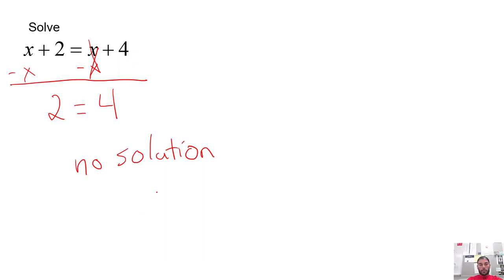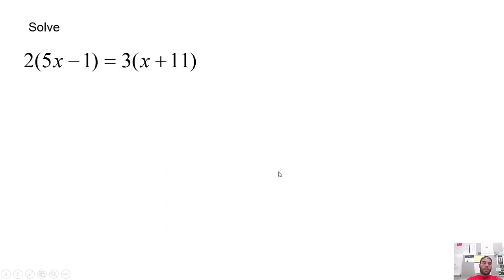And then here's the last one. I've got 2 times the quantity 5x minus 1 is equal to 3 times the quantity x plus 11. Okay, I see some parentheses and I see some numbers outside the parentheses. To solve this, I'm going to try to distribute on both sides. Okay, so I see 2 times all that stuff in the parentheses. I'm going to take this 2 and distribute it to both the 5x and the minus 1.